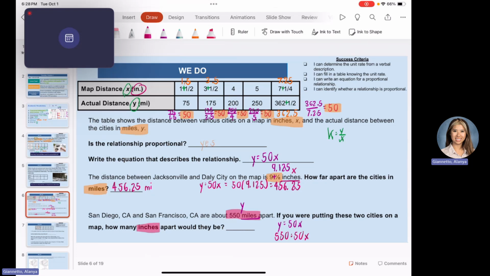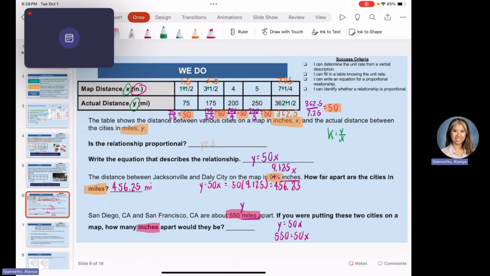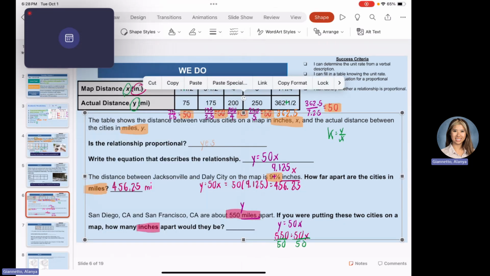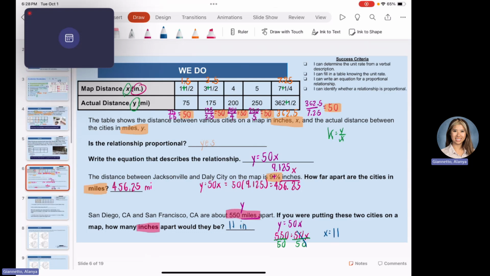And when we're trying to solve for the x, what we're going to have to do is, because we know we're multiplying, we're going to do the opposite to move the 50. So the opposite of multiplying by 50 is dividing both sides by 50. So 50 divided by 50 is 1. So we have x is equal to, and then 550 divided by 50 is 11. So we have 11, and this time our unit is going to be inches because we solved for the x, and we know that x is in inches.